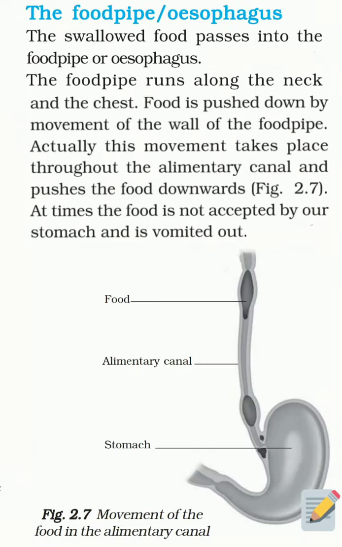Now class, coming to the next organ, that as you can see in the slide is the food pipe or esophagus. The swallowed food passes into the food pipe or esophagus. The food pipe runs along the neck and the chest. Food is pushed down by movement of the wall of the food pipe. Actually, this movement takes place throughout the alimentary canal and pushes the food downwards. At times, the food is not accepted by our stomach and is vomited out.